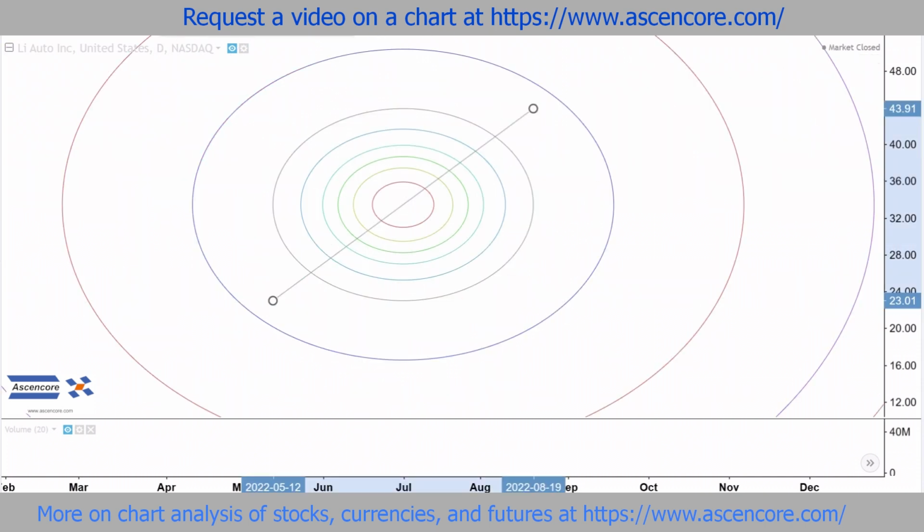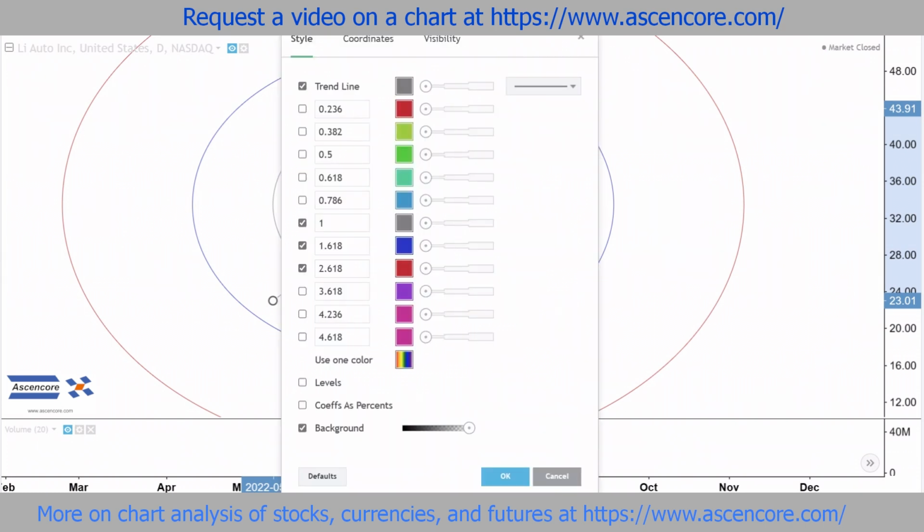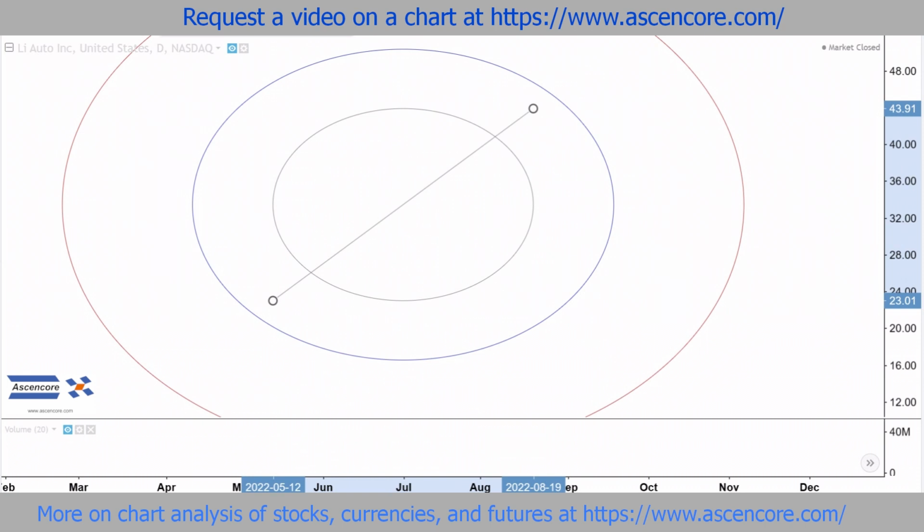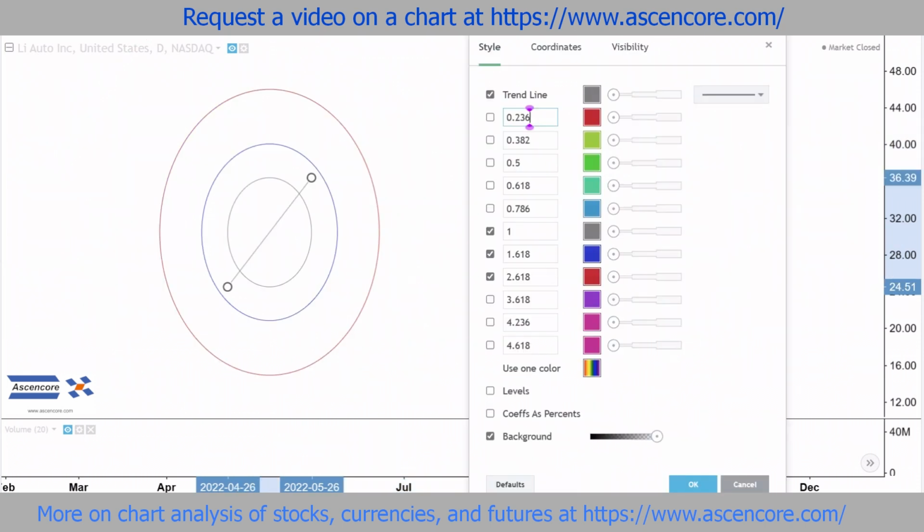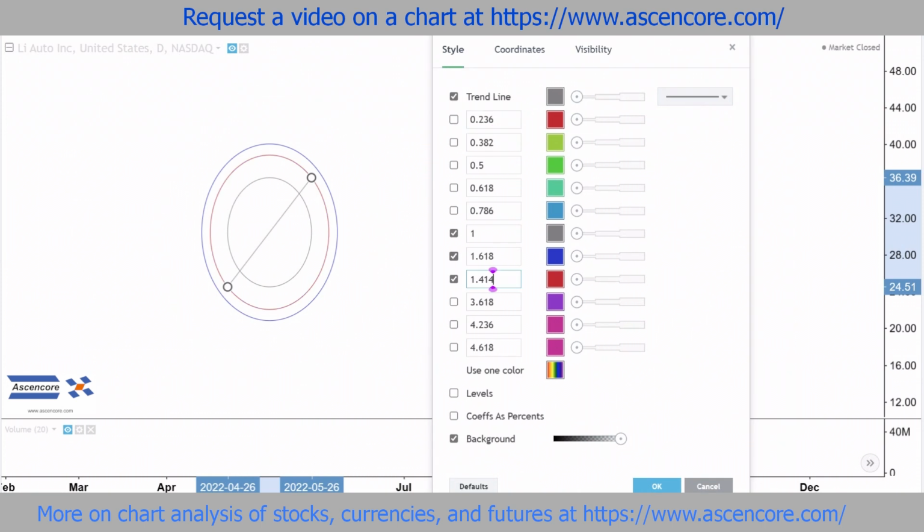Like other Fibonacci tools, the points that make up this Fibonacci circle can be connected by a trend line to better see the relationship between these two points. And you may notice these points are somewhere in between the 1 and 1.618 circles. In fact, they are around the 1.414 circle, similar to the 1.414 Fibonacci extension level.